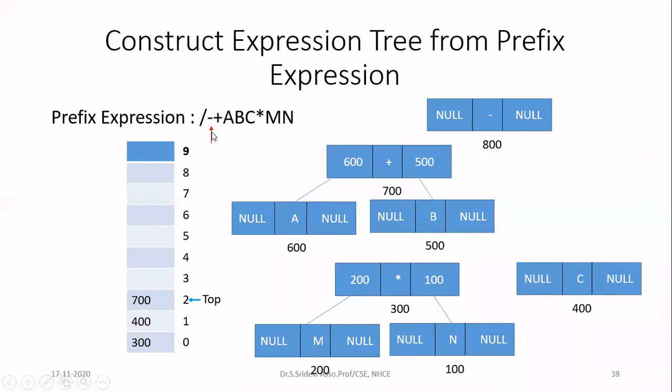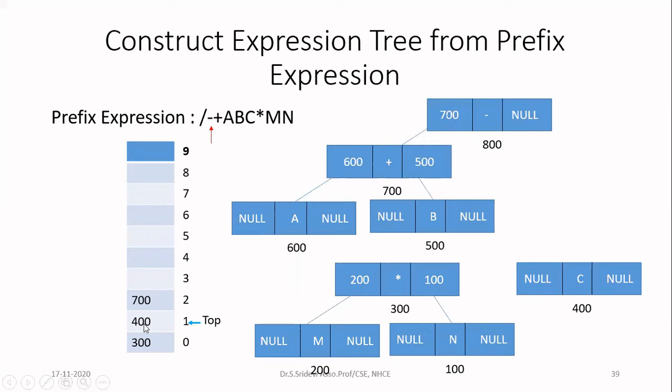Then I'm going to scan the next symbol from the expression. It is minus, it is an operator. So I'm going to create a new node for this. And then after creating the new node, I'm popping 2 addresses from the stack. So first address popped is 700. So at the address 700, I have this plus operator. So this 700 will be attached as a left child for this particular new node.